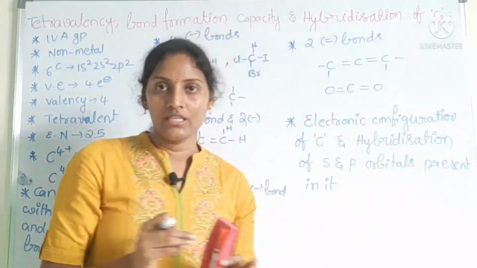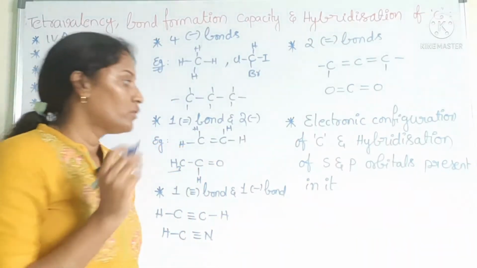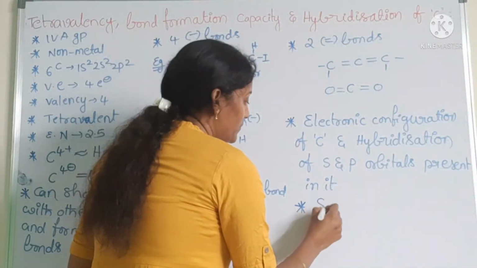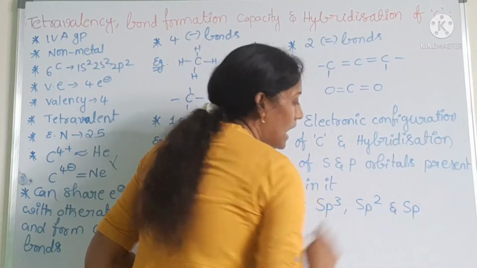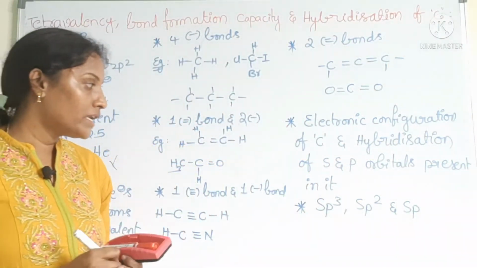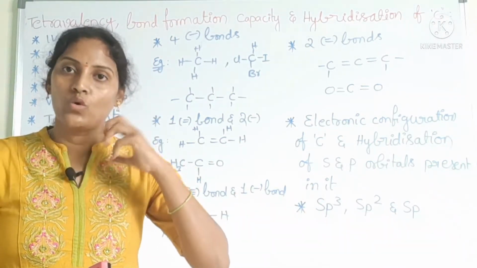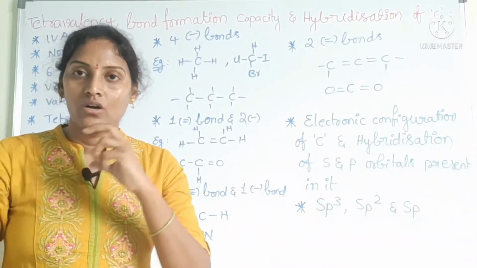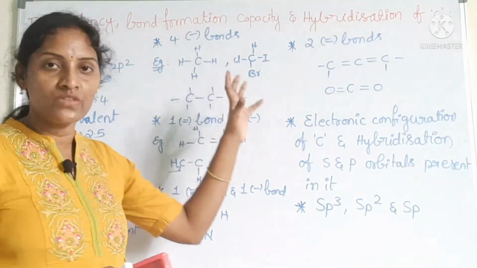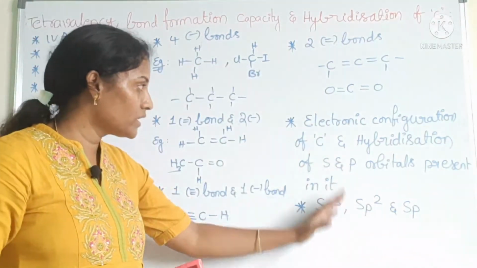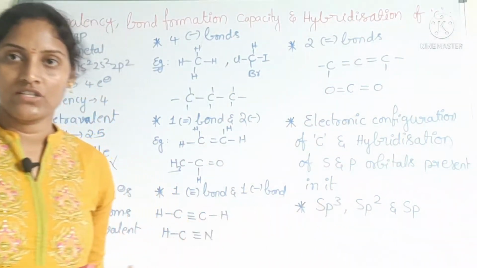Okay, in general, the carbon atom present in organic compounds will undergo sp3, sp2 and sp hybridizations. Okay, mainly these three hybridizations we are going to observe in most of the carbon containing organic compounds. Next, coming to how carbon can form these many types of bonds by using electronic configuration and this hybridization. Let's see now.